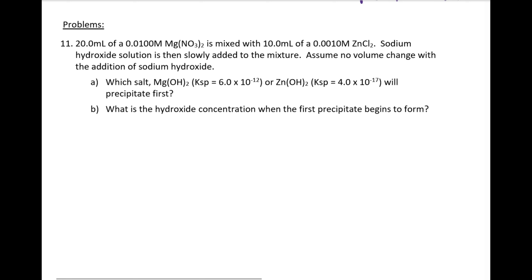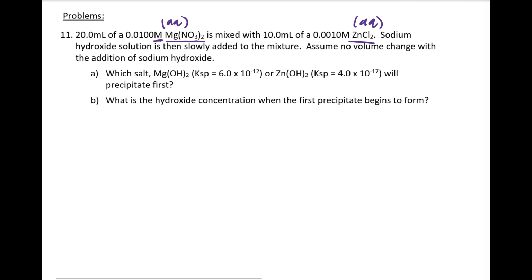Number 11 here. You're taking 20 milliliters of 0.01 molar magnesium nitrate solution. So that's aqueous. Even though they don't say the word aqueous or solution, I have a capital M, and I know molarity is only for solutions. Then 10 milliliters of 0.01 molar zinc chloride. Again, that's aqueous. And we're going to take some sodium hydroxide and slowly add it to the mixture. Let's pause there before I move any further.